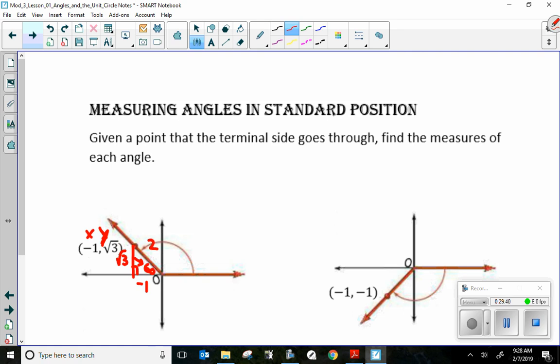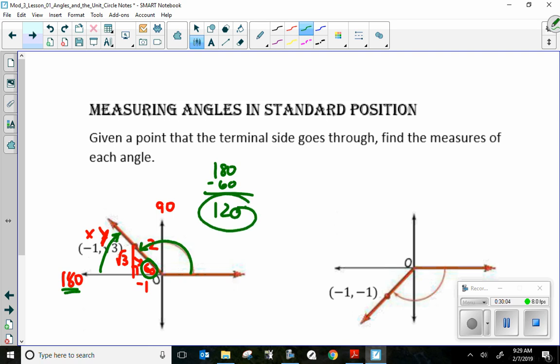If that angle in there is 60, okay, and this is 90 and this is 180, what angle is 60 degrees in front of 180? Okay, I stopped 60 degrees short of 180. From here to here is 120 degrees, because 120 and 60 give me my 180.